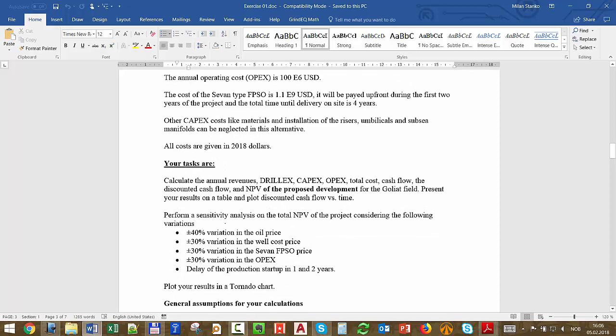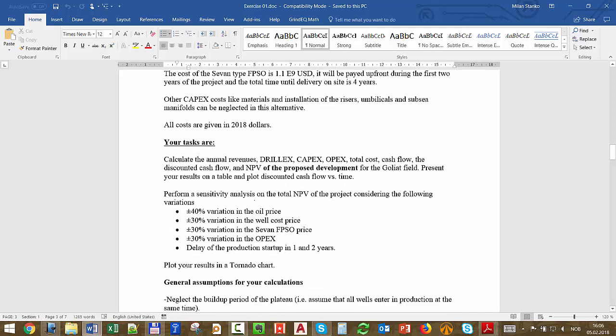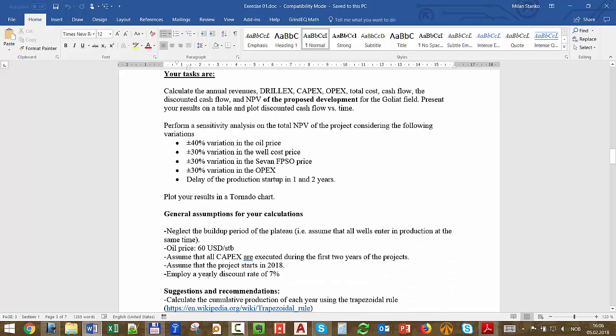And after you do that, you calculate the NPV. I think the discount rate is 7%. The oil price is 60. And then you have to make a variation of what happens if the oil price goes up by 40%, down by 40%. The well cost, the drillex, will go per well plus minus 30%. The capex plus minus 30%. OPEX plus minus 30%, and delay of the production in 1 and 2 years.